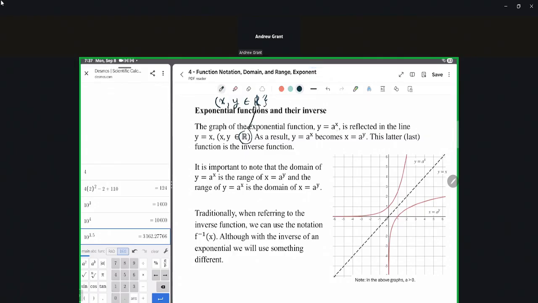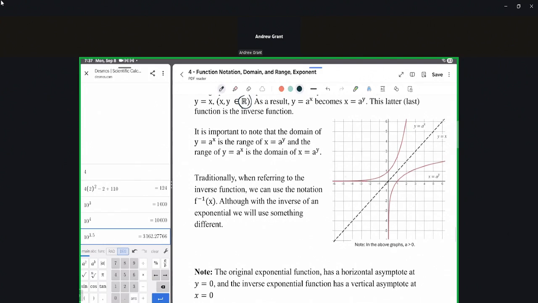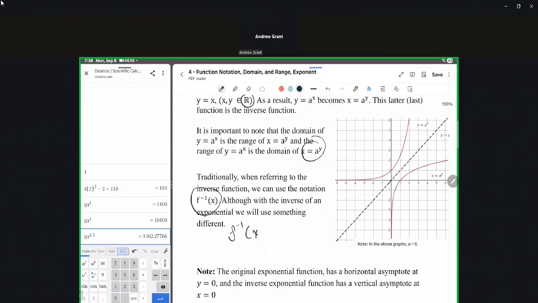When you graph this function and its inverse, instead of having y equals a to the power of x, we end up with x equals a to the power of y. The latter one is the inverse function. Similarly, the domain of y equals a to the power of x becomes the range of the second function, x equals a to the power of y. When we talk about the inverse function, we don't like the notation x equals a to the power of y, as it looks pretty clunky. So instead, we call it f to the power of negative 1. When you see f to the negative 1 of x, this is referring to the inverse.